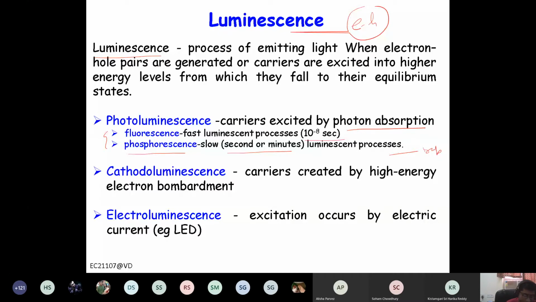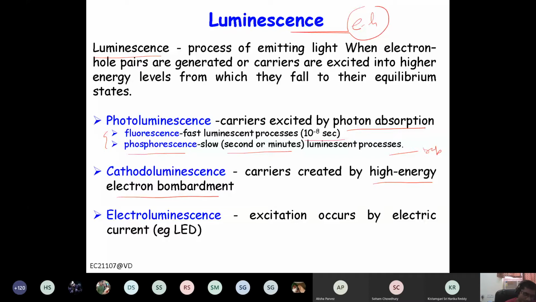Another mechanism: if the carriers are generated by high energy electron bombardment, that is called cathodoluminescence. So you bombard a material with high energy electrons, and then it will produce some photons, and that is called cathodoluminescence.